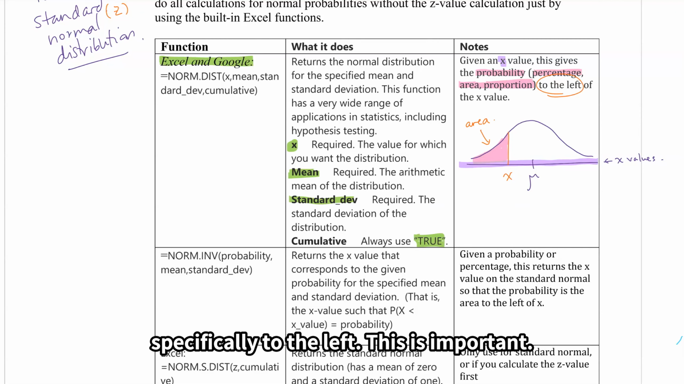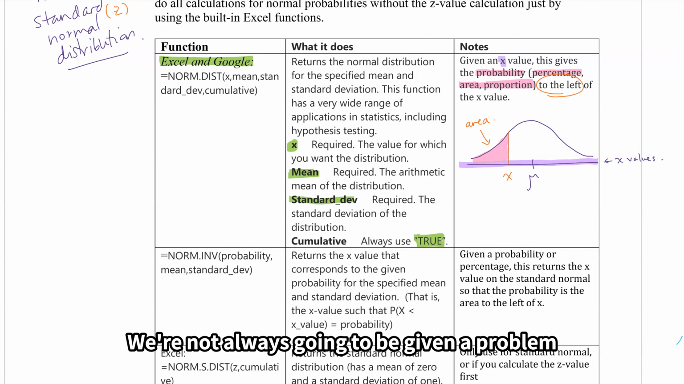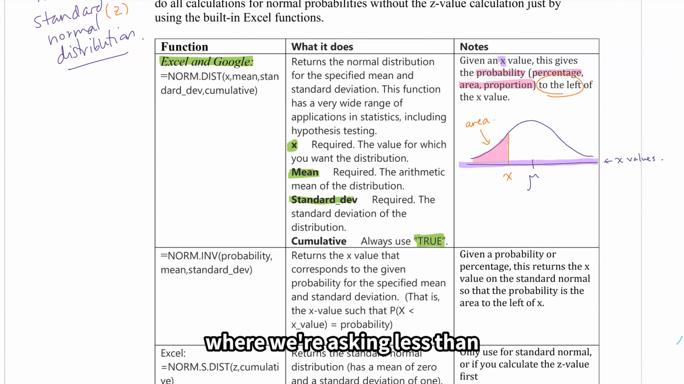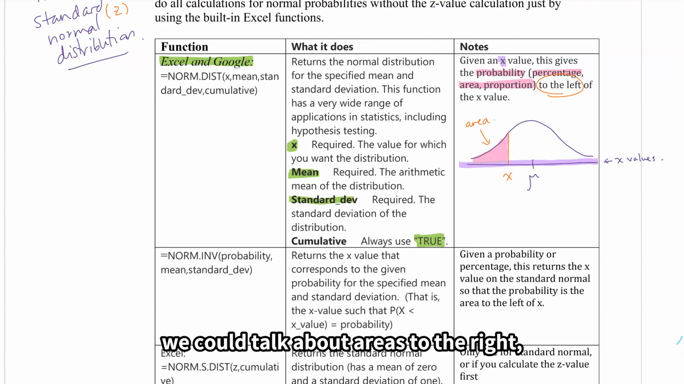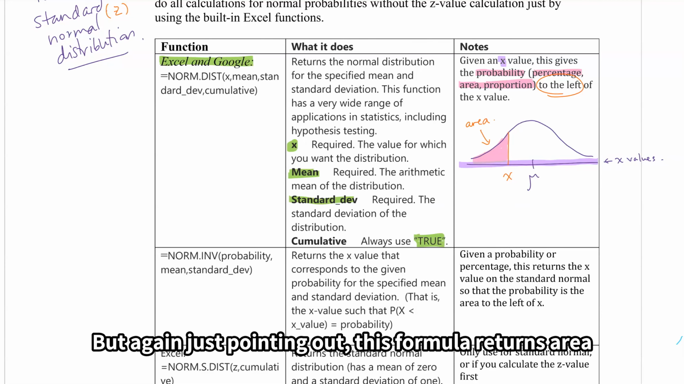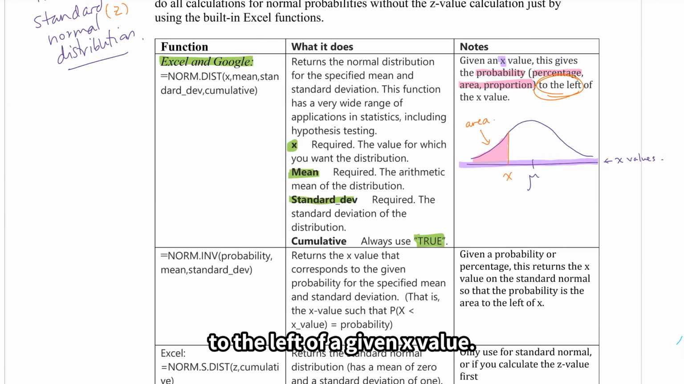This is important. We're not always going to be given a problem where we're asking less than. As we saw in chapter 5 with binomial distributions, we could talk about areas to the right, we could talk about greater than, we can even talk about between. And all of those are important, and we're going to see some examples in just a few minutes. But again, just pointing out, this formula returns area to the left of a given x value.